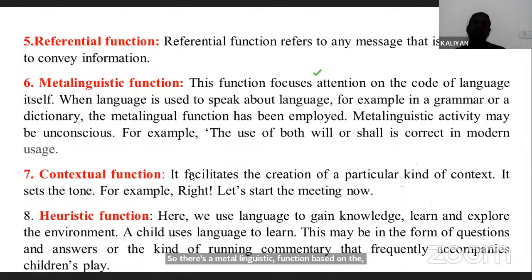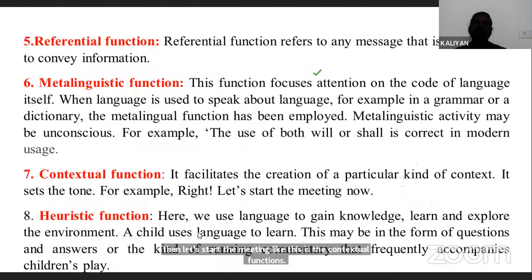So the contextual function facilitates the creation of a particular kind of context. It sets the tone. For example, right, let's start the meeting. Contextual means the time of the situation we started. So at the start, okay, we are waiting for some more people, then we start the meeting. This is the contextual function.